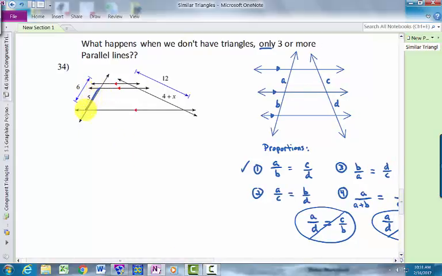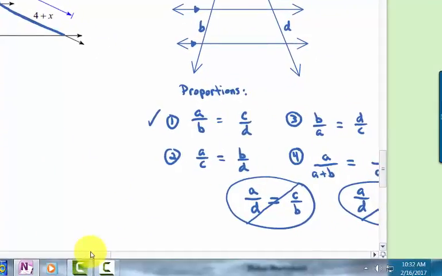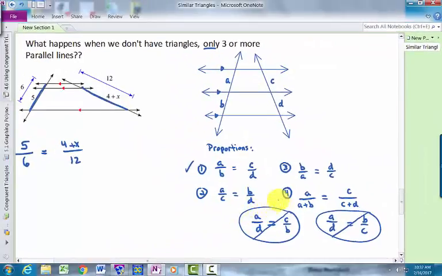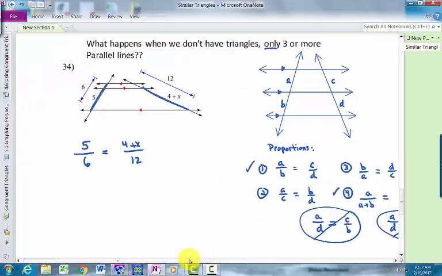Couldn't we do this piece, which is 5, over the whole thing? 5 over 6, whoops, over 6, is equal to this piece over here, which is 4 plus x, over the whole thing, which is 12. So that was a version of number, what over here? Which property? Property number 4, right there. Okay, it was just a flip-flop of that, but no biggie. Okay, so now we have our proportion set up. Now, can we reduce any fraction? Doesn't look like it, so we'll just proceed.